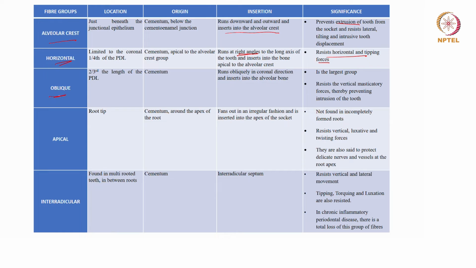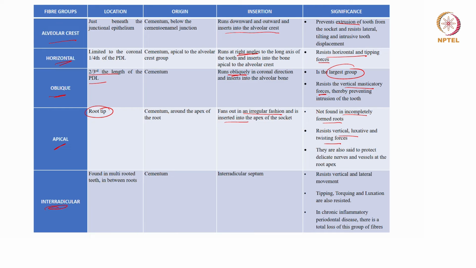Then comes the oblique. Oblique is the most numerous fiber, covering two-thirds of the length of the tooth, and it runs in an oblique direction. It is the largest group, as I mentioned just now, and it resists the vertical masticatory forces, thereby preventing intrusion of the tooth. Then comes the apical, which is present at the root tip and fans out in an irregular fashion and is inserted into the apex of the socket. It is not found in incompletely formed roots and it resists vertical, luxative and twisting forces.